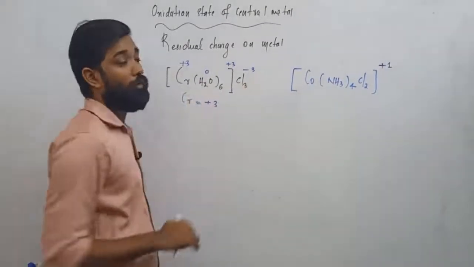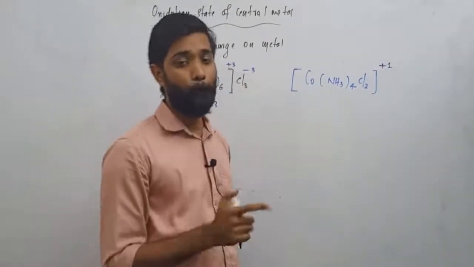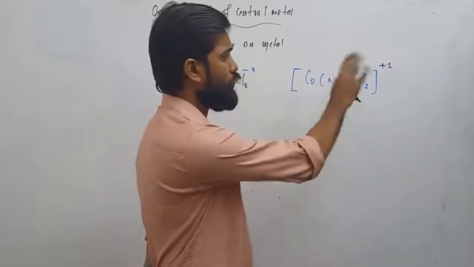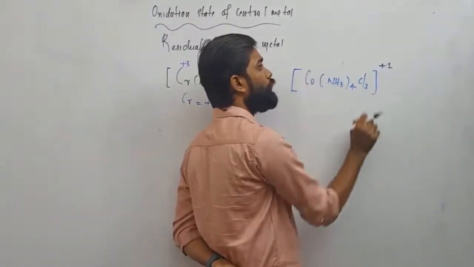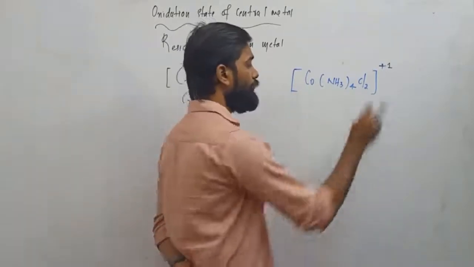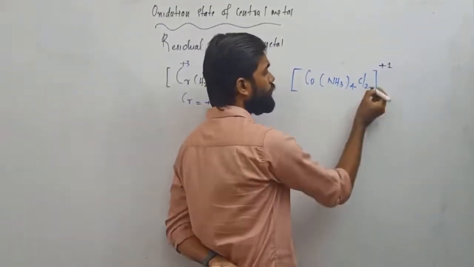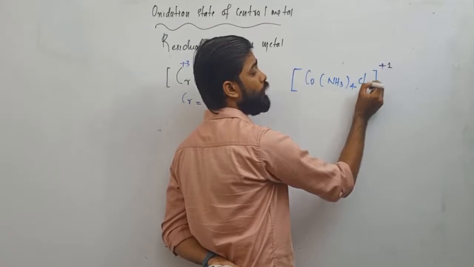Sometimes there may be counterions also. Here there is no counterion. So this is in the form of a complex ion. The question is given in the form of a complex ion with a charge of +1. Both the ligands chlorido, this is chlorido, right? Yes.